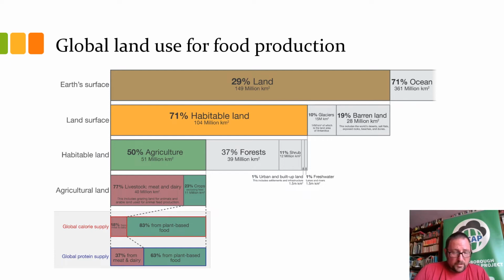A wives' tale that could be disposed of is that a lot of protein comes from meat and dairy. Well, actually, only 37% of the globe's protein supply comes from meat and dairy, with 63% coming from plant-based foods. So you can see the current system is very inefficient because we are over-relying on the production of meat and dairy.